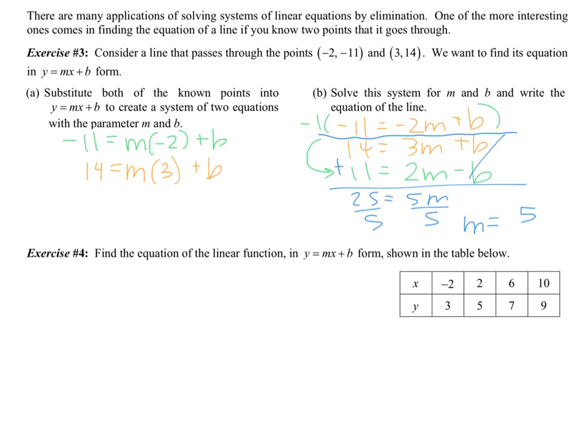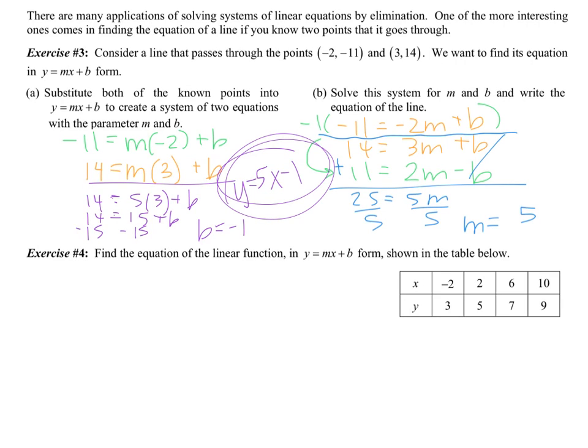So I can plug m in to find our b. So pick one of the equations. I'm going to use this equation. So 14 equals 5 times 3 plus b. 14 equals 15 plus b. Subtract 15, and b equals -1. So our equation becomes y equals 5x minus 1, because we found that our m was 5 and our b was -1.